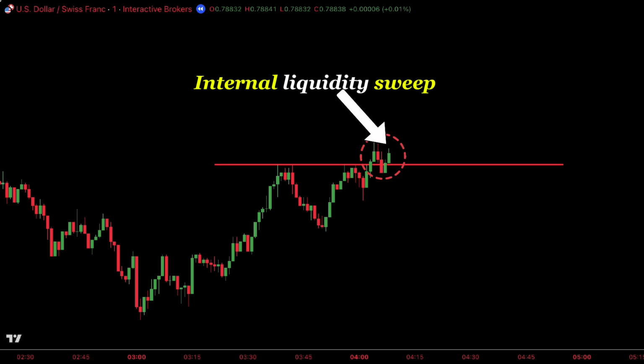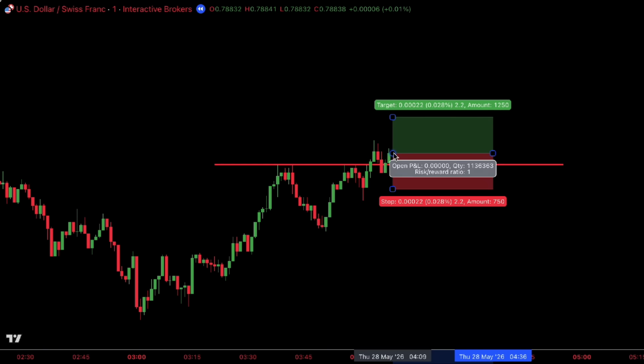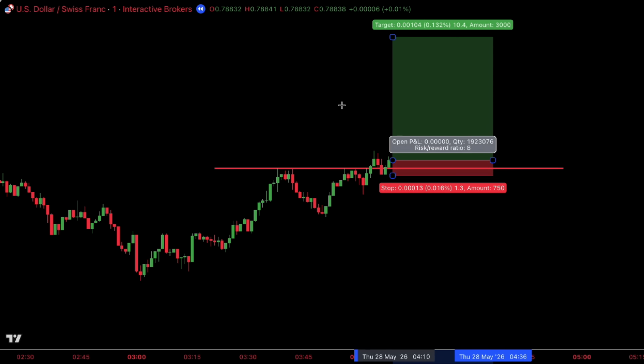What happened here is called an internal liquidity sweep. The market trapped traders on both sides before revealing its true direction. And that is our signal. Now let's place the trade. You enter at the close of the candle that closes above the resistance level. Your stop loss goes below the level, and your target is the next major resistance level. Now look at what happened next.